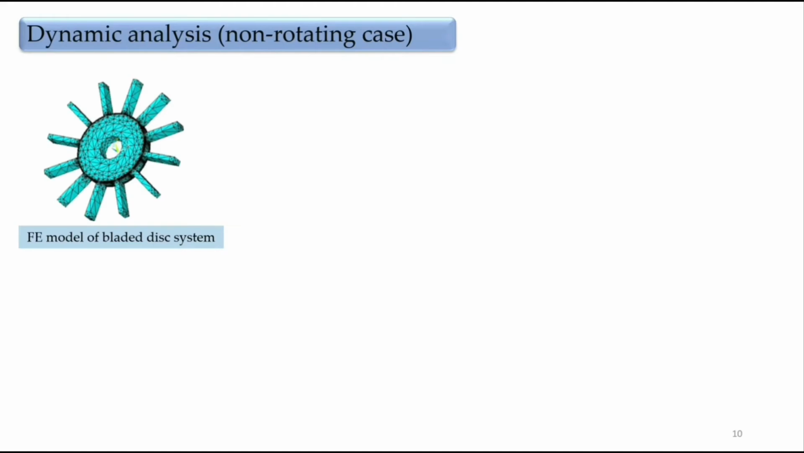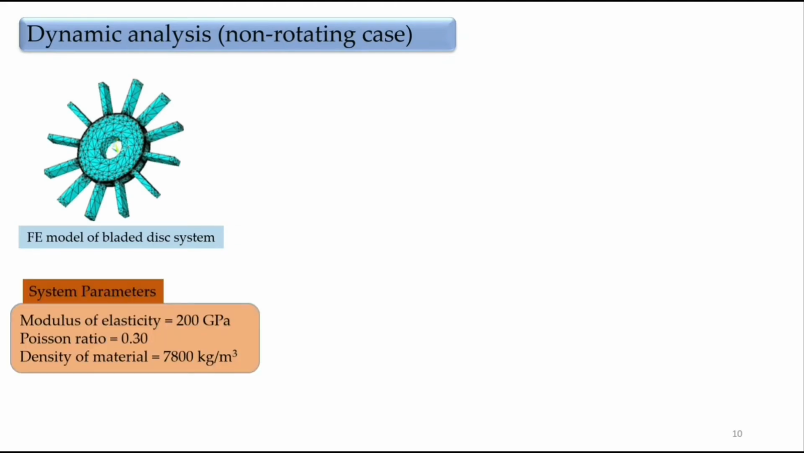Now for characterizing the response quantities, dynamic analysis of the system is carried out for the non-rotating case first. The FE model of the bladed disk system is shown here. These are the material properties used in the analysis.